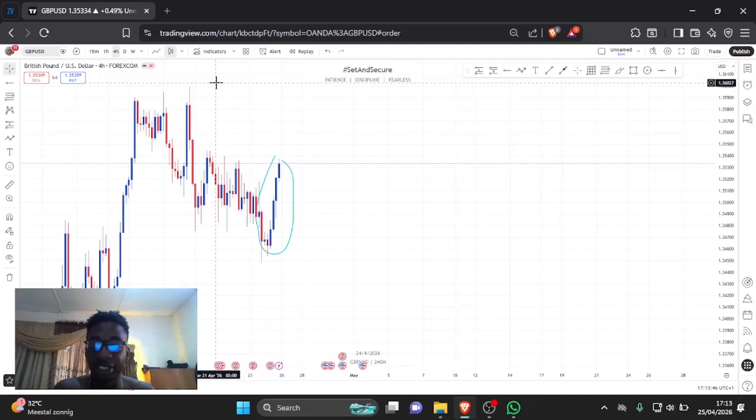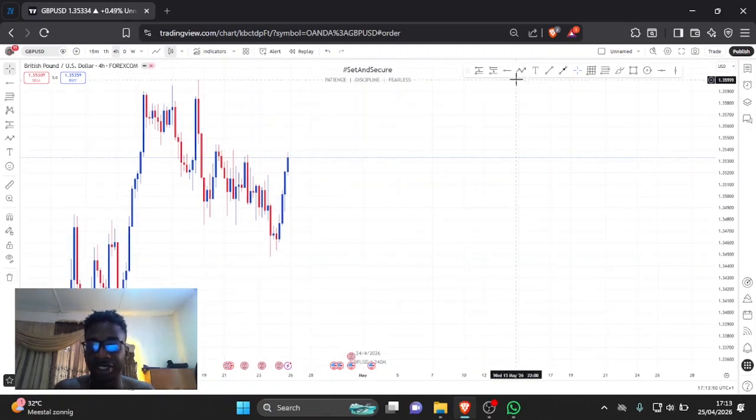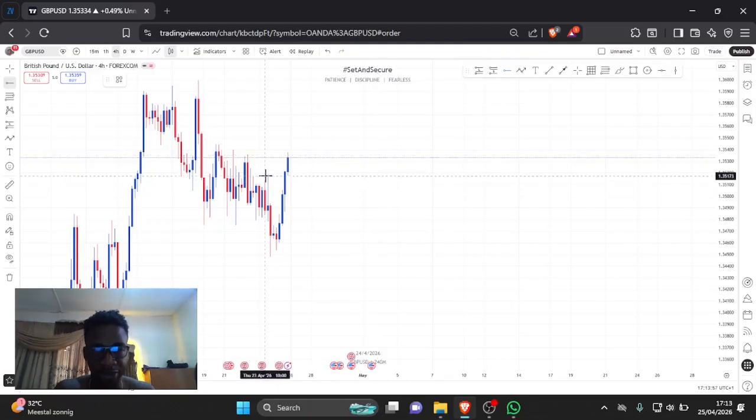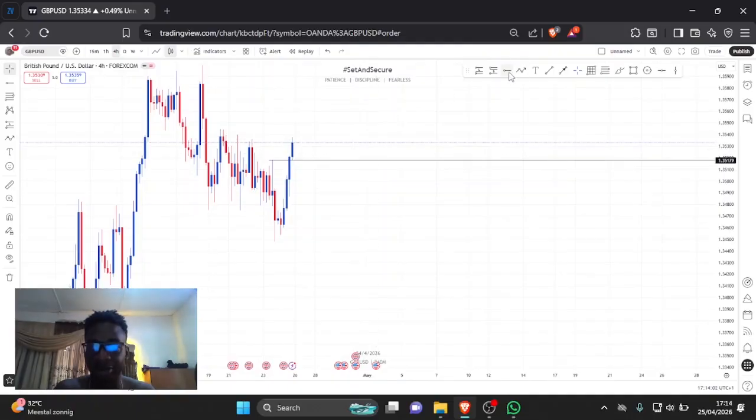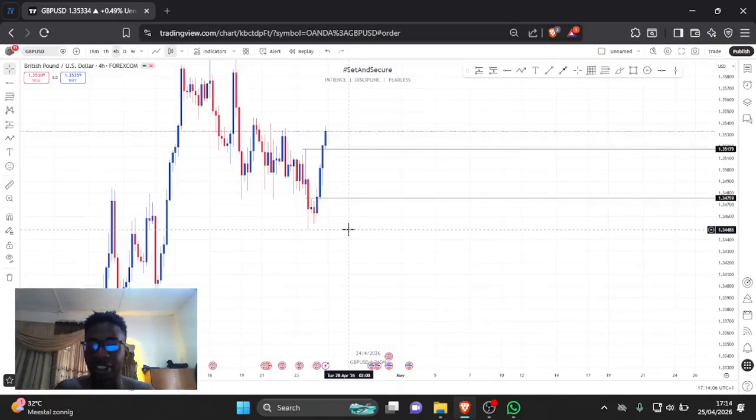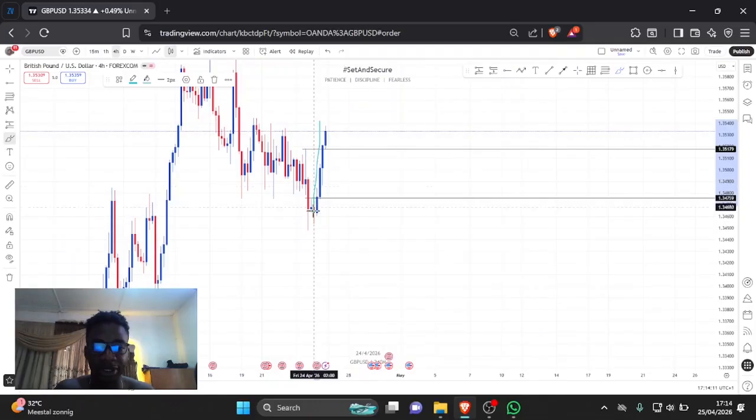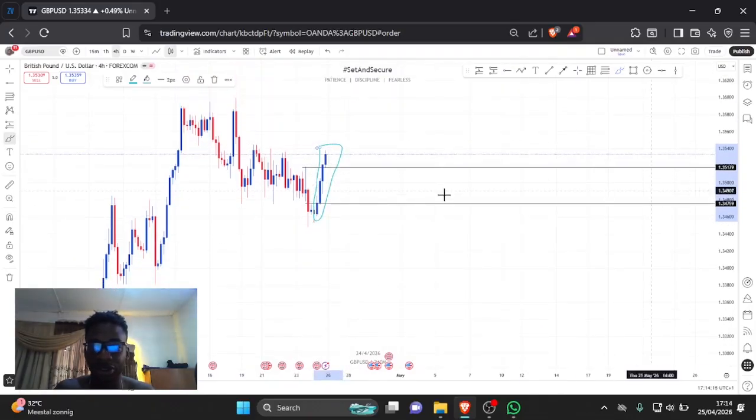Another thing you should look out for in displacement is the breaks. Is the displacement giving a break? Is it breaking a structure? For example, look at this, it breaks above this liquidity point. That is a good displacement. It also breaks above this point, and that is a good displacement. What I'm trying to say is this is an aggressive push to the upside. Same thing goes for this point also. This is also a displacement.